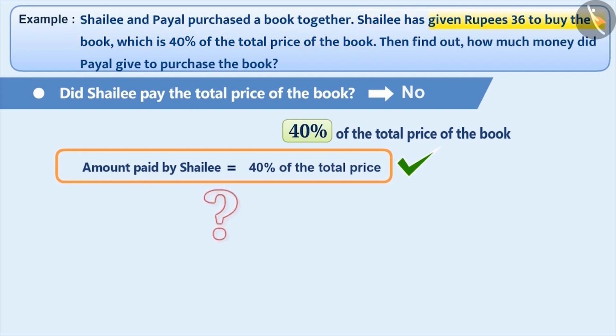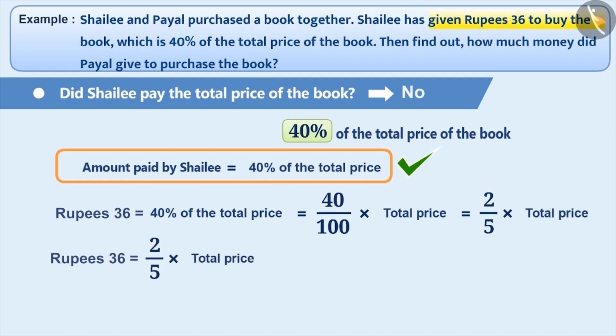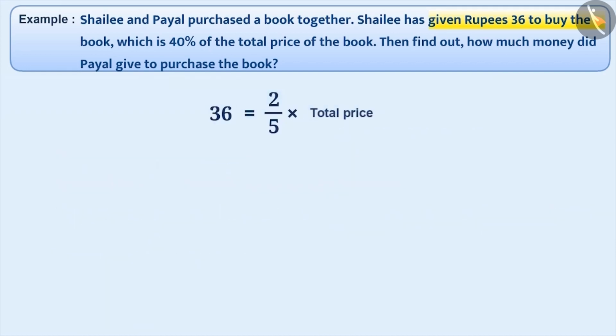So what does it mean? Think for a while. You've got it right. 36 rupees is equal to 40% of the total price. Therefore, 36 rupees is equal to 40 by 100 into total price, which is equal to 2 by 5 into total price. That means 36 rupees is equal to 2/5 into the total price.